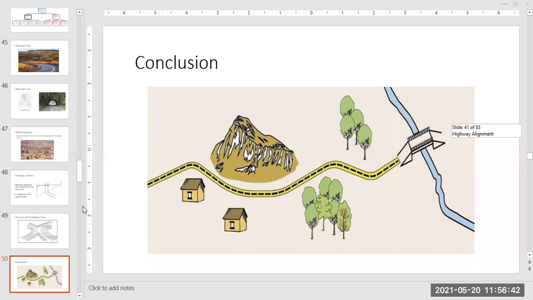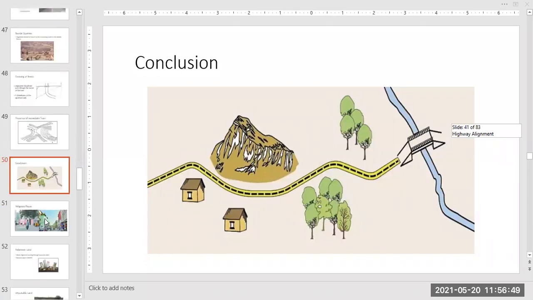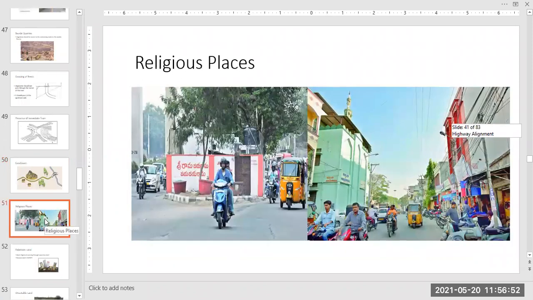Now we are going to talk about one of the most important negative obligatory points. What is this? Villages, religious places. Say for example there is a route here, and there is some religious place here.